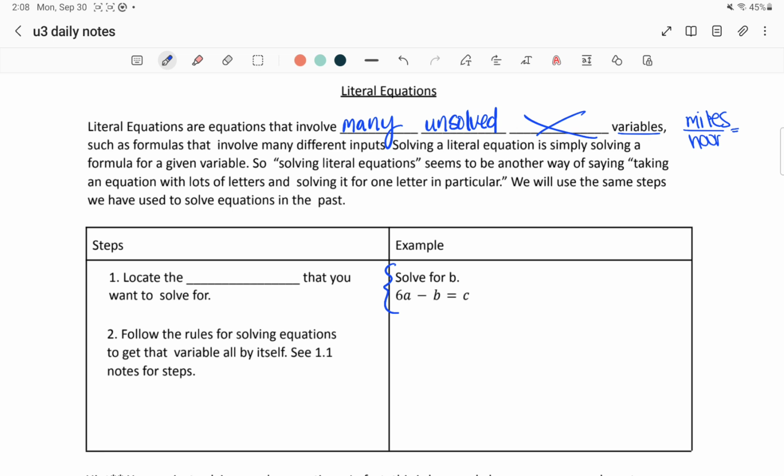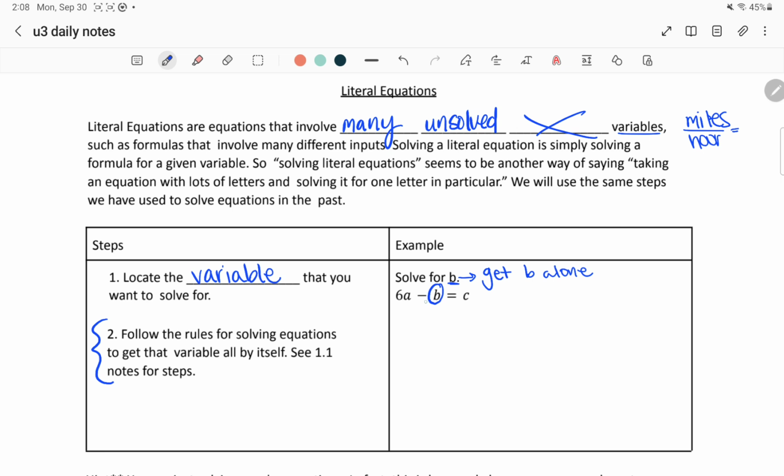Step 1, when I'm doing literal equations, is I need to know which variable I'm trying to solve. Delta Math's always going to give it to you. Solve for b. So I am trying to get b alone. After that, I need to move everything away from b. That's what solve means. Solve means I need to get b alone. So I need to move everything around to make sure b gets alone.